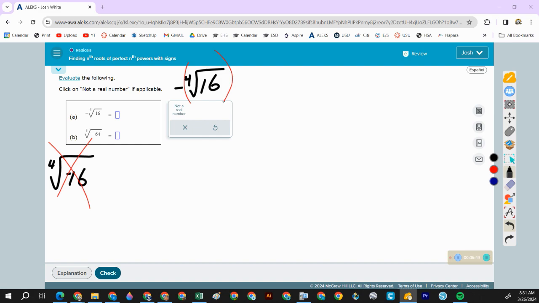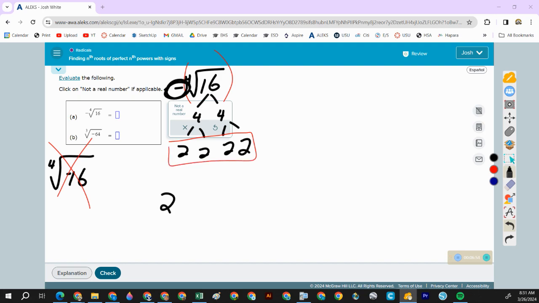All right. So we break this down, 4 times 4. Break this down, 2, 2, 2, 2. Now I need 4 of them to bring one out. So I bring out a 2, but there's already a negative on the outside, so the answer is just negative 2.